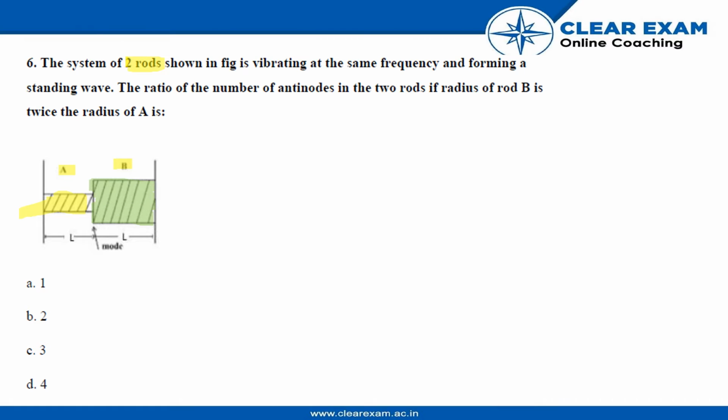Now it is also given that they are vibrating at the same frequency. The frequency is also the same, and they are forming a standing wave. Then the ratio of the number of antinodes in the two rods. So here we are asked the ratio of the number of antinodes in the two rods.